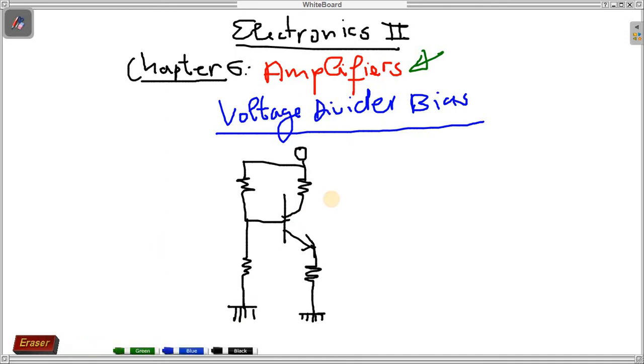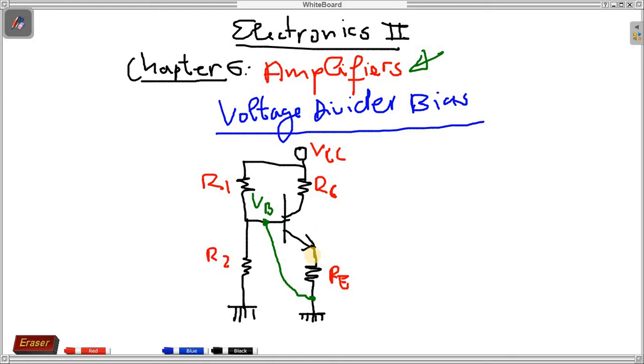So the way we learn in electronics 1, we have RC, we have RE, we have R1, we have R2, and then we have VCC. This is one of the bias circuits we studied in electronics 1. In this circuit we learn how to calculate what we call voltage VB. We measure VB from here to this side. If we take our multimeter, we measure here, we're going to measure VB, and VE, we measure VE from here to here. Here we're going to measure this voltage that we call VE.